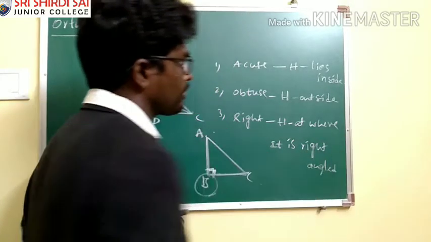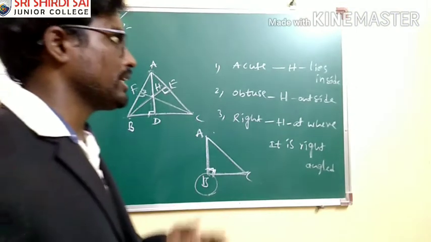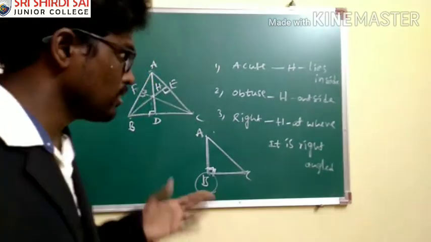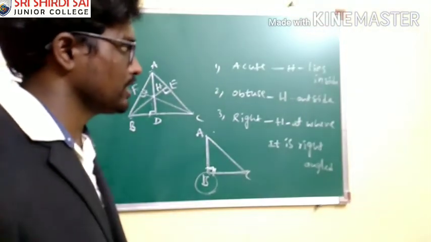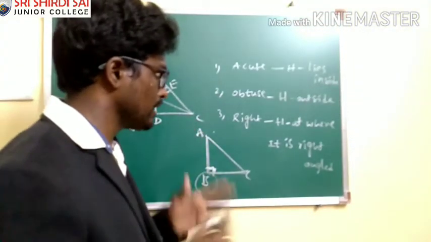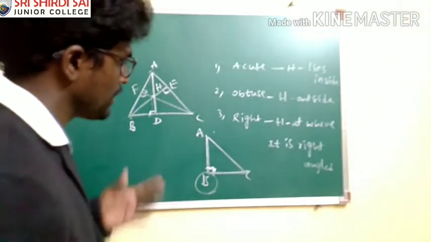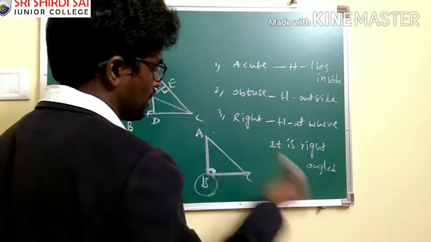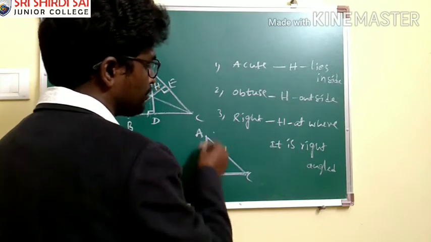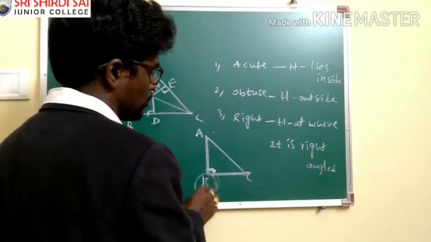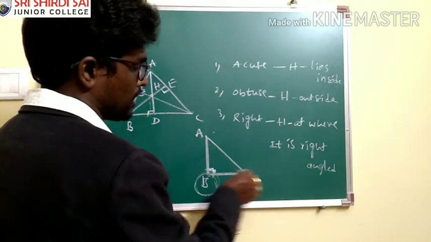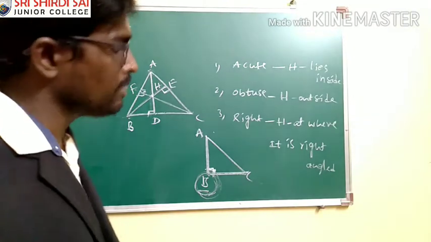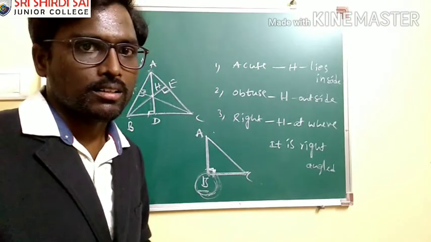Hope you understand. For the acute angle triangle, the orthocenter lies inside; for the obtuse angle triangle, it lies outside; and for the right angle triangle, the orthocenter is the vertex where it is right angled, because in the right angle triangle ABC, AB and BC are the altitudes, and hence the point of intersection of altitudes is the orthocenter. The point of intersection of AB and BC is B, and hence this is the orthocenter of the right triangle.